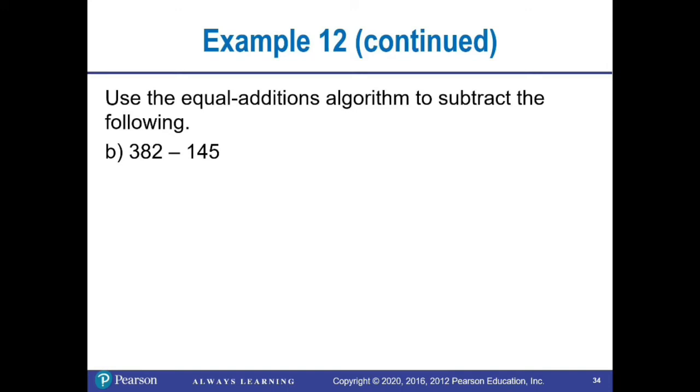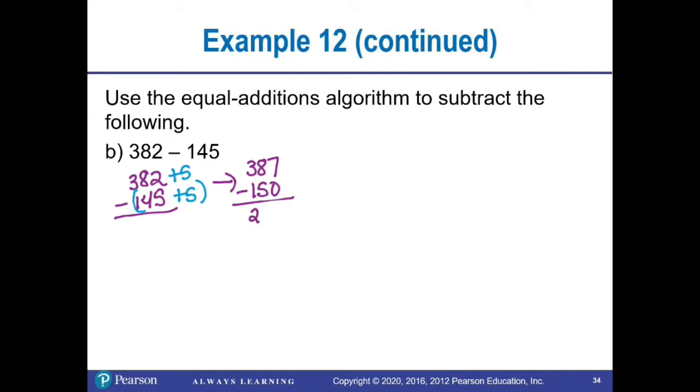Let's look at another example. Here we have 382 minus 145. Again, I want to try to make multiples of 10 or multiples of 100. I can make a multiple of 10 with the second number by adding 5. If I add 5 to the second number, I need to add 5 to the top number. Again, notice those parentheses, so I haven't really changed our problem. 382 plus 5 is 387. 145 plus 5 is 150, and these two numbers are fairly easy to subtract.